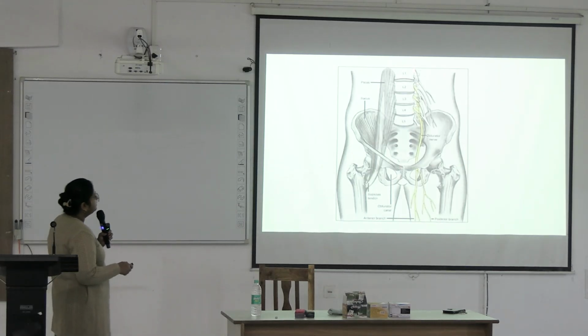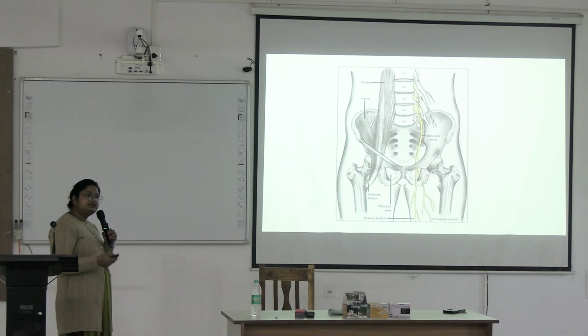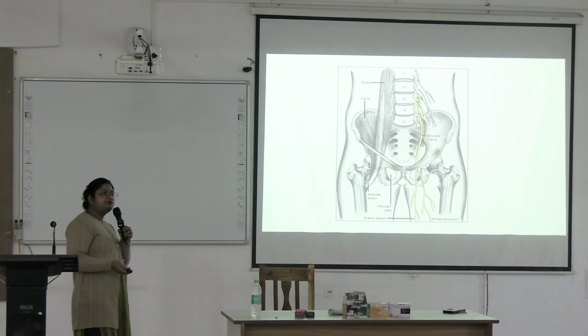Here it is forming L2, L3, L4 roots. Then it is coming out from the medial side of the psoas major, crossing the pelvic brim here and then passes downward and divides into two branches, anterior and posterior branch. And here it is passing through the obturator canal along the upper margin of the obturator foramen, okay, and supplying the adductor group of muscles.